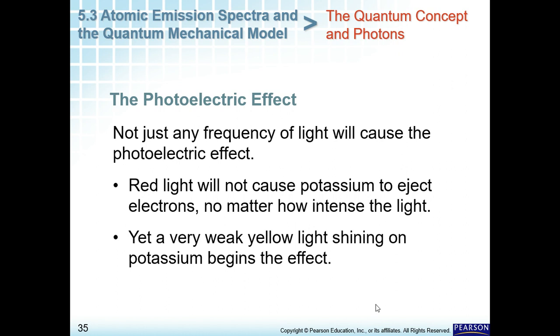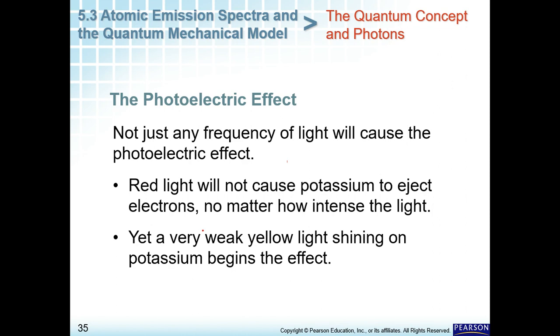Now, not just any frequency, or in other words, color or wavelength of light, will cause the photoelectric effect. For example, if we look at potassium, which is a metal, we will see that red light will not cause electrons to be ejected. It does not matter how intense or bright that red light is, it will not cause potassium to lose an electron. But if I shine a very weak yellow light on potassium, we will see the photoelectric effect take place.